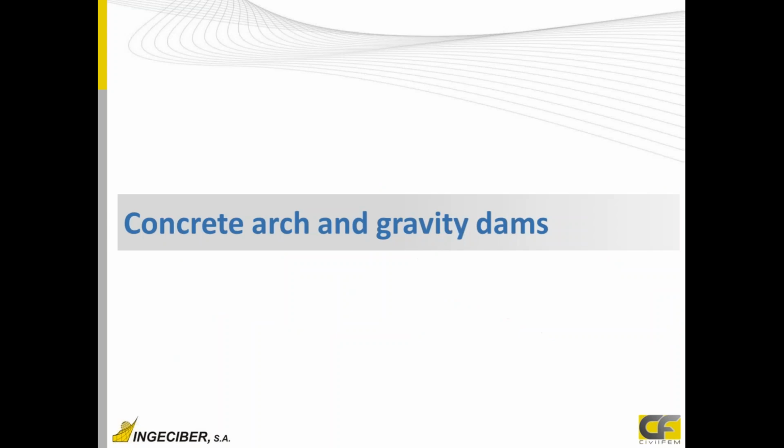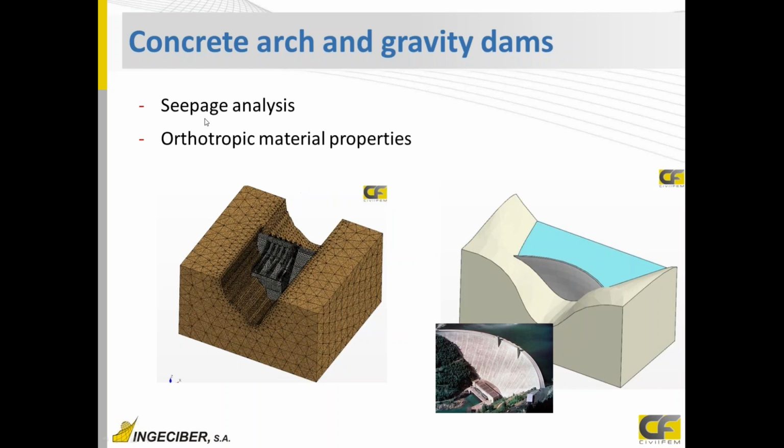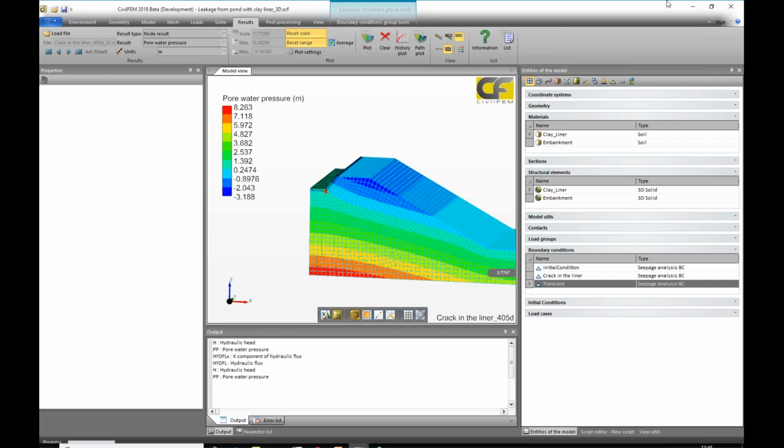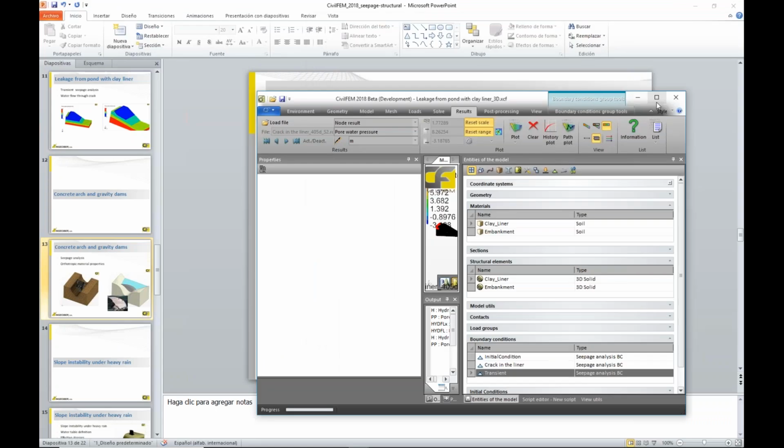Well, the next examples we have are concrete arch and gravity dams. Two dams we are going to see. This is the gravity one, and this is the arch one. So if we just go to the model, I'm going to close this one.